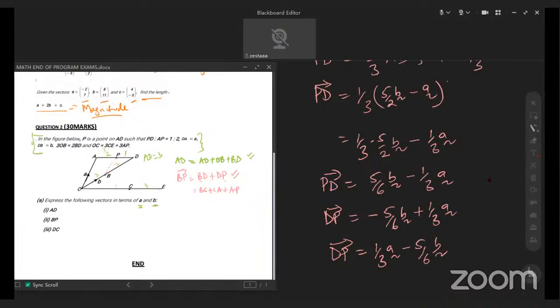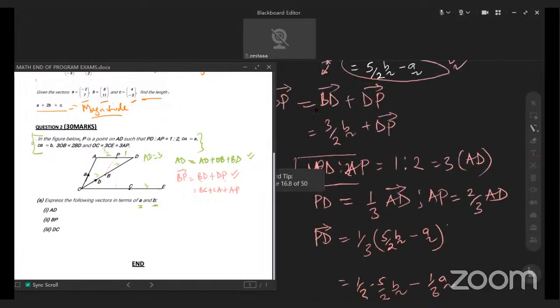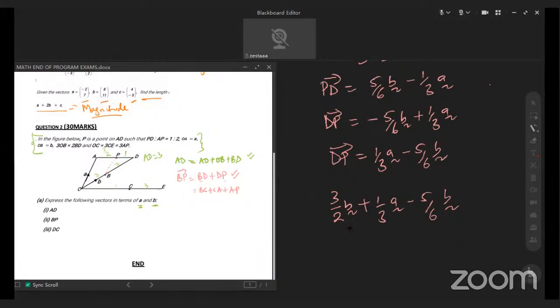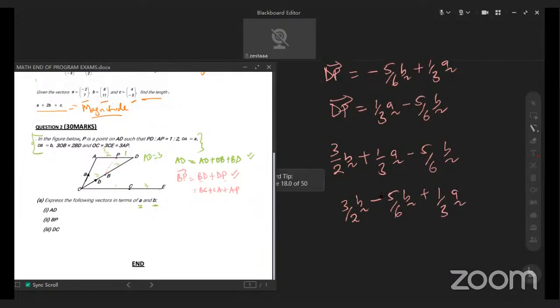So we now do the substitution back here. So it is 3 out of 2B plus the other DP. So it will be 3 out of 2B, okay, plus all this. So plus this will be 1 out of 3A minus 5 out of 6B. Okay? So now you collect like terms. In collecting like terms, we'll be able to have 3 out of 2B minus 5 out of 6B plus 1 out of 3A. Please don't leave your result just hanging. B's alone, then make sure you have just one B and also one A.